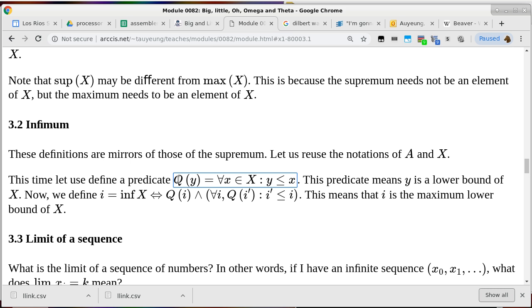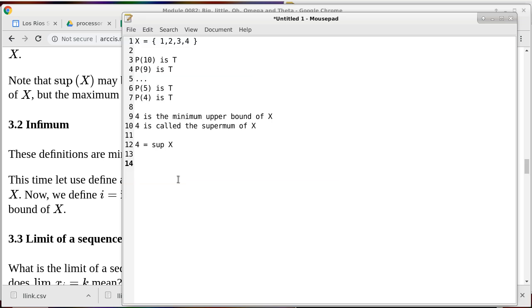So we'll switch back to the example, and we'll keep using this same X here. Then we'll say, what about Q of 10? Q of 10 is false, because 10 is definitely not the lower bound of the set 1, 2, 3, 4. It's not even less than or equal to any one of those. I mean, it cannot possibly be the lower bound. Okay. So what about Q of -3? Oh yeah, that'll work. It's a lower bound.